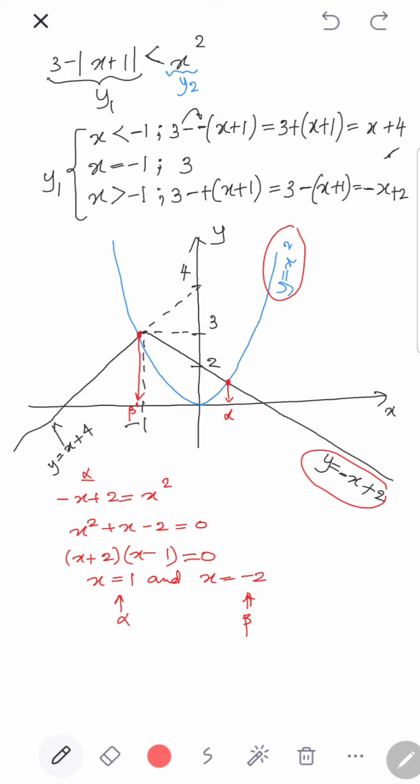Now in this inequality, they are saying the parabola must lie above the modulus graph. So we can see the parabola is above the black color line when x is less than alpha and greater than beta. The blue color line is above the black color line. So the answer is x is less than minus 2 and x is greater than 1. This is the solution.